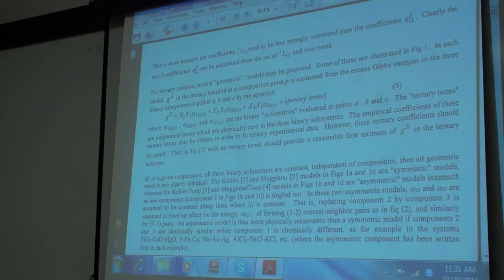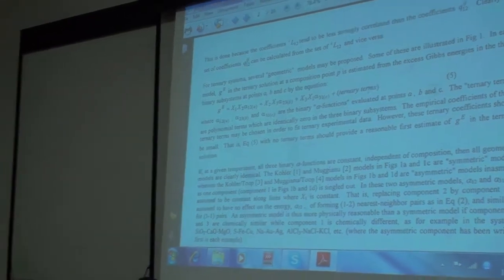If you have experimental data for the ternary, you add a few ternary terms, which should be small, and then you can bring everything into sync with your ternary experimental data, and you get a nice fit to the ternary system. If you find that the ternary terms you have to add are very large, or you need a large number of ternary terms which are very large and have strange composition dependencies, this is probably an indication that your model isn't very good.